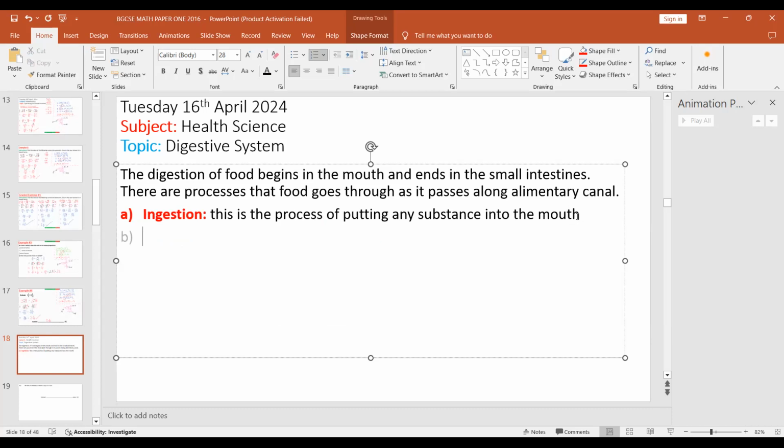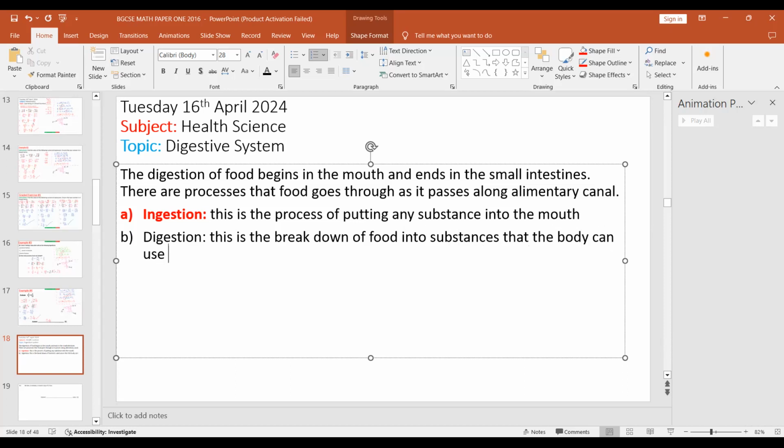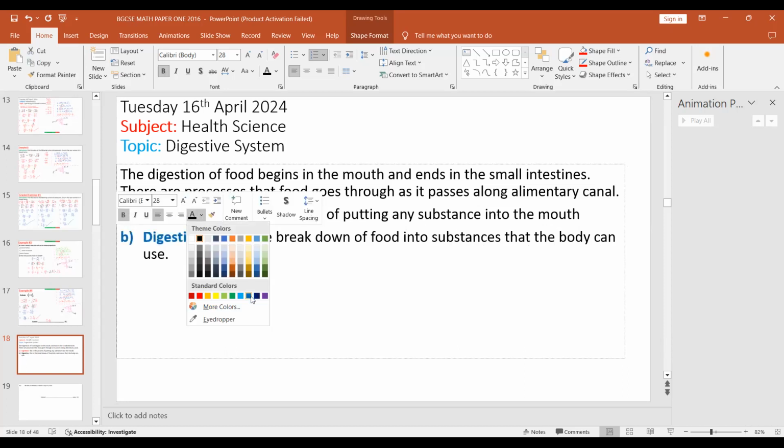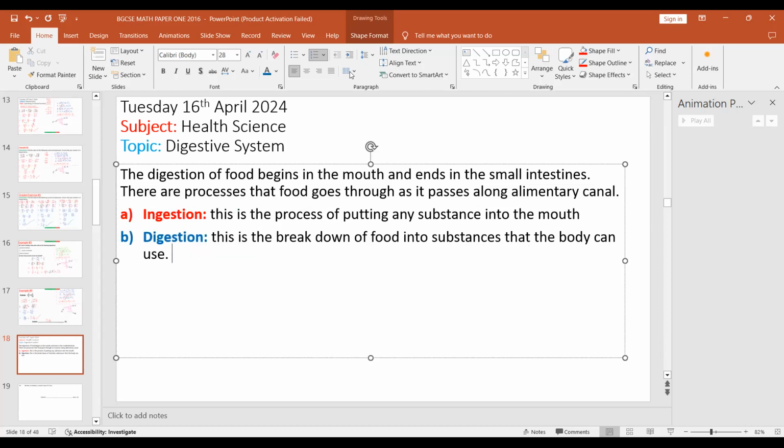The next part, after ingestion, is digestion. What does digestion mean? Breaking up the food. Yeah, breaking up the food. This is the breakdown of food into substances that the body can use. So digestion is when you break down the food into substances that the body can use so that we can get energy.